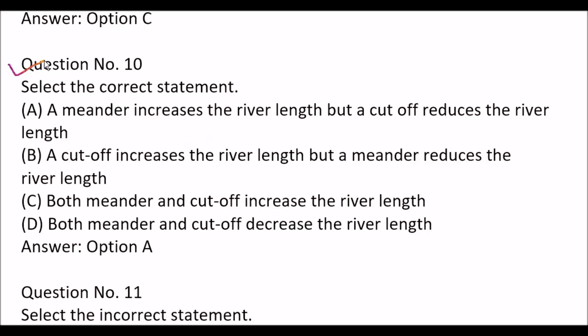Next question. Select the correct statement. Option A, meander increases the river length but a cutoff reduces the river length. Option B, a cutoff increases the river length but a meander reduces the river length. Option C, both meander and cutoff increase the river length. Option D, both meander and cutoff decrease the river length. Right answer is option A. A meander increases the river length, but a cutoff reduces the river length. Okay. Next question.